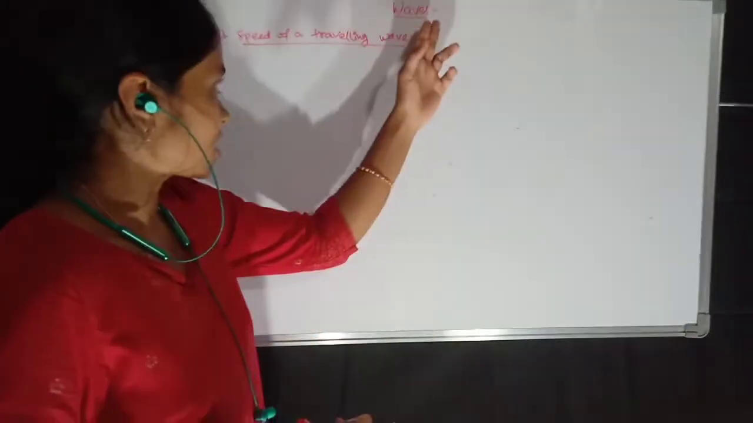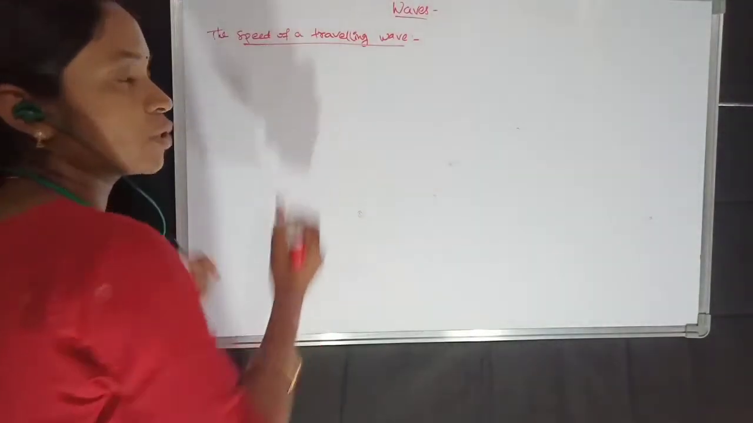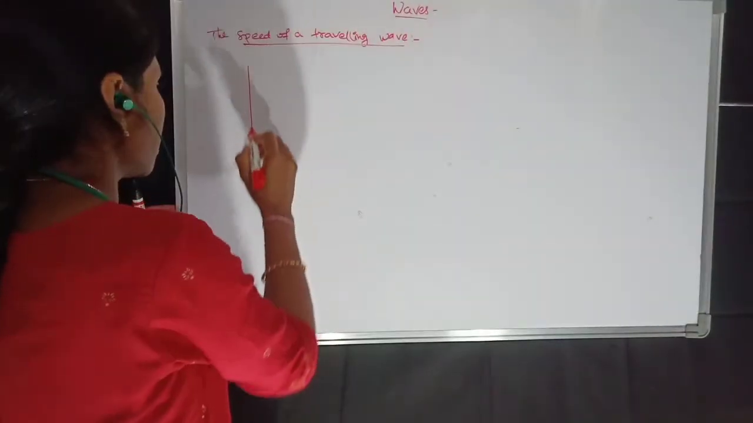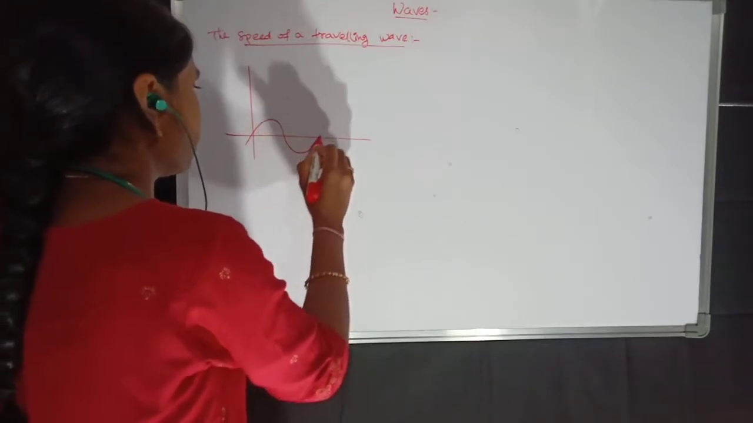In our last class we had discussed the topics from the waves chapter. In today's class I am going to discuss the speed of a traveling wave. For this purpose I am considering a sinusoidal wave.